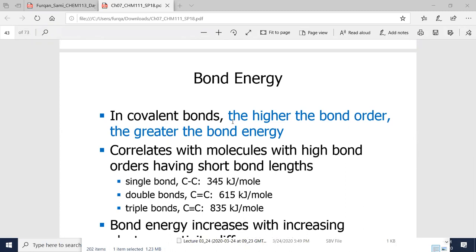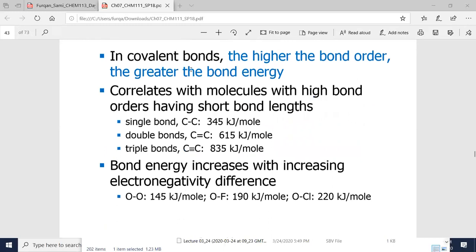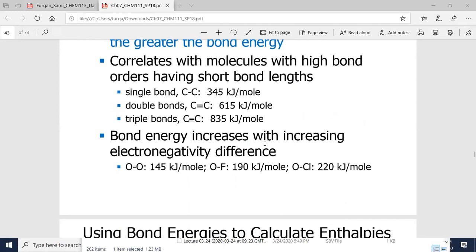What is bond energy? When we talk about covalent bonds, you know already that a covalent bond can be either a single, double, or triple bond. And the order of the bond increases from single, double to triple. The bond energy is going to be more and more energy for the triple bond. It correlates with molecules with high bond order having short bond lengths. That's why there is more attraction. You need more energy to break these bonds per mole of the bond.